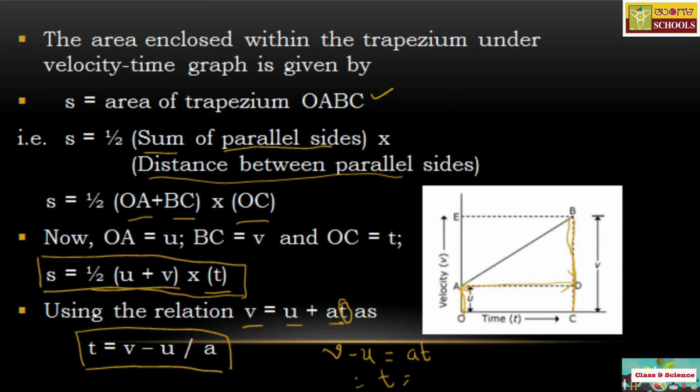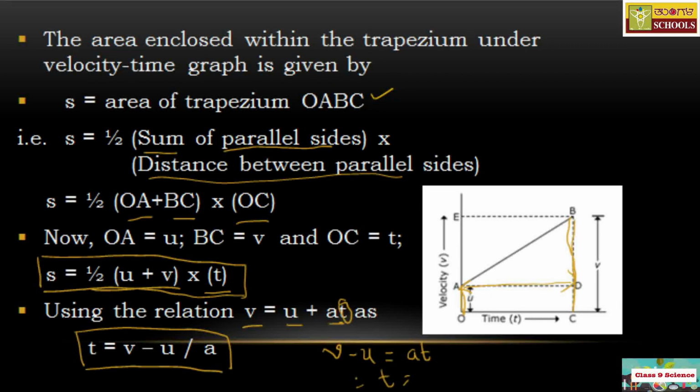The area of the trapezium is given by half the sum of the parallel sides into the distance between the parallel sides. We took one as OA and the other as BC, therefore OA plus BC into OC. Now substituting all the values for OA, BC and OC, you will get S is equal to half u plus v into t. For that t, you used the first expression, that is v equal to u plus at. You write it for t, and hence t equal to v minus u by a.